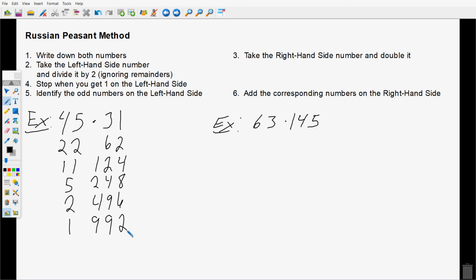Now step 5 says identify the odd numbers on the left-hand side. Any and all odd numbers, that is. So I have an odd number being 45, 11, 5, and 1. The number at the bottom, you should always get 1, and that's always going to be one of these.